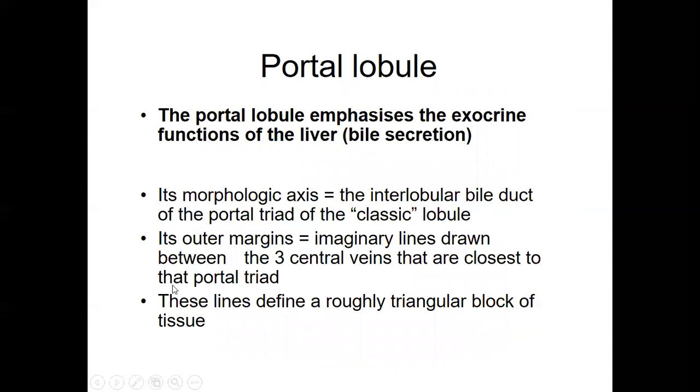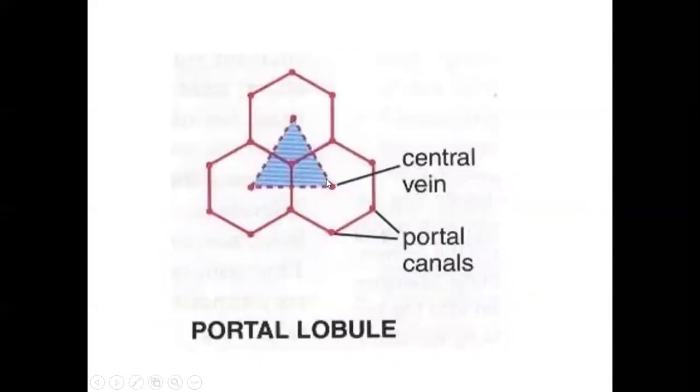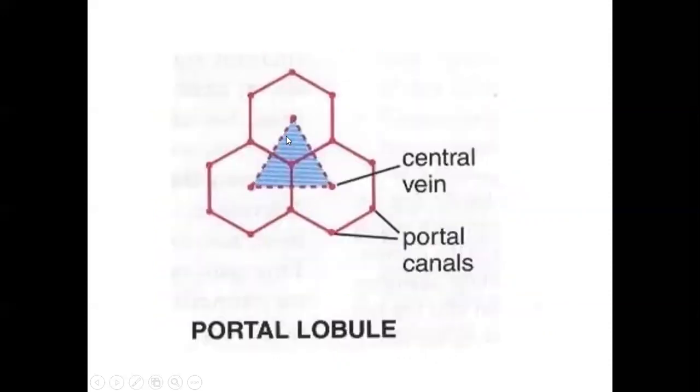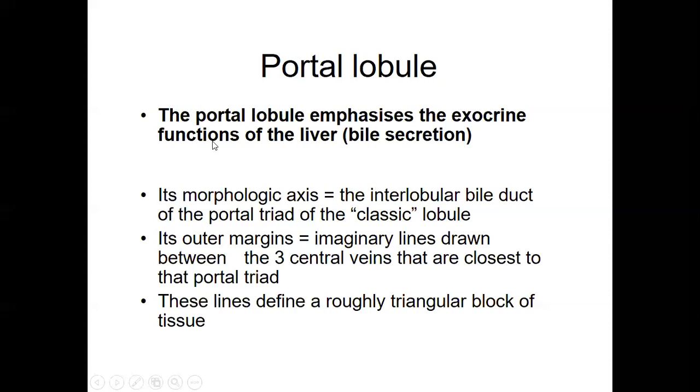Whenever you draw a line here and connect all three central veins, it is a roughly triangular block of tissue. Compared to the classic lobule just now, which is a hexagon, the portal lobule is triangular in shape. It emphasizes the exocrine function of the liver, bile secretion.